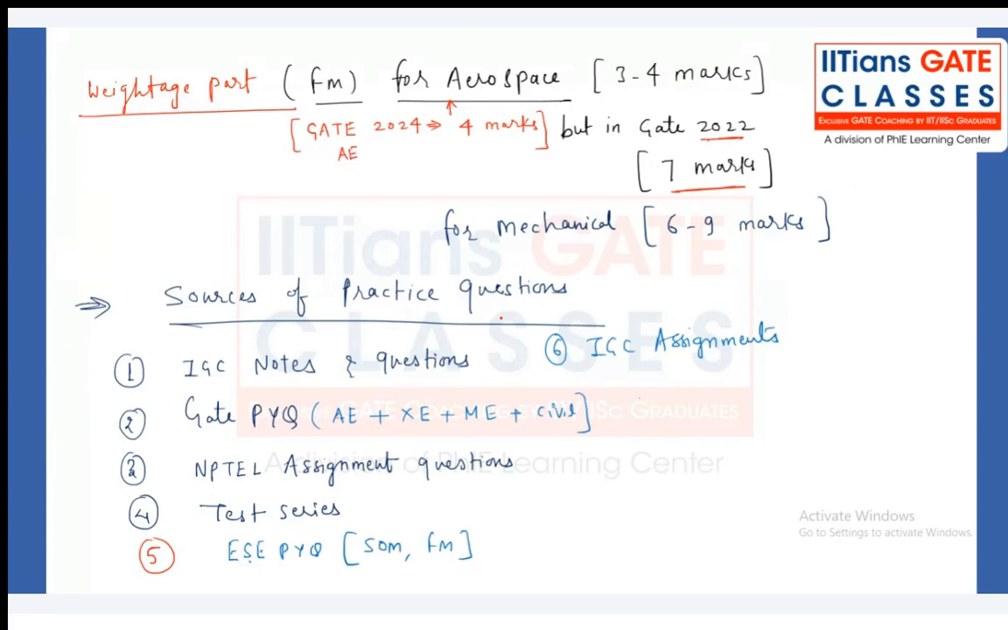Whenever you are completing any chapter, let's say you are completing fluid properties, you have to solve the mechanical questions, the engineering science questions, the civil questions, and the aerospace questions. What they are actually doing is jumbling. Sometimes the previous year question of XE they put in aerospace, and the mechanical question they put in aerospace. Like this they are doing the jumbling.